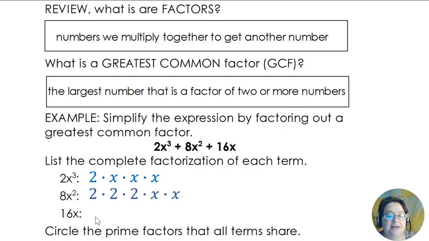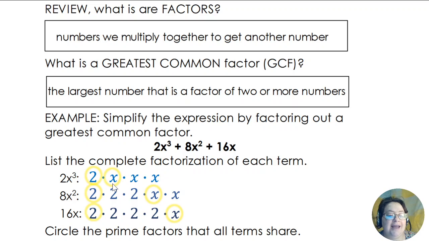Well, 16 is twice 8, so I'm going to write down my 3 2's that I had for 8 times another 2, but I only have 1 x in this one. So my factorization is 2 times 2 times 2 times 2 times x. So when we circle the prime factors that all the terms share, we have 3 2's, and we also have 3 x's, 1 in each.